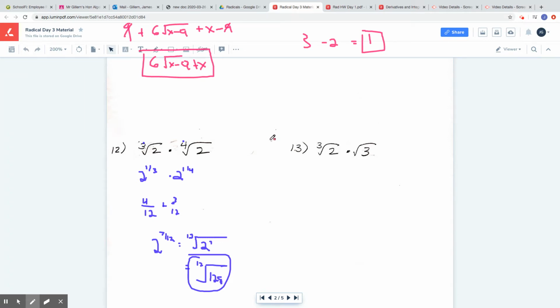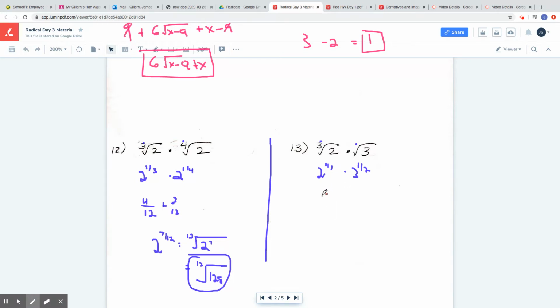All right. Now for this one, the cube root of 2 times the square root of 3. Well, if I change this, I get 2 to the 1/3 times 3 to the 1/2. I can't add these. Why not? Because they don't have the same base. So what you want to do here is make these the same. You want to make the indexes the same. We call these the roots.